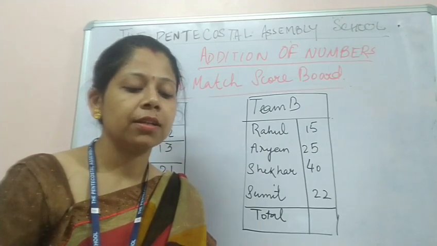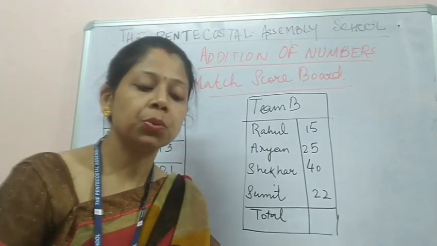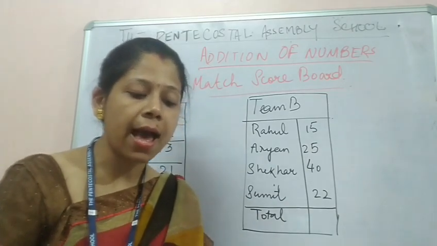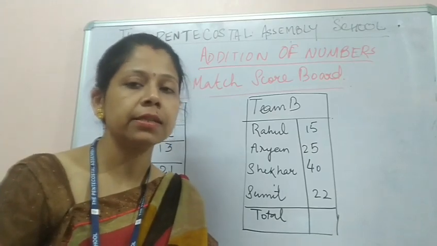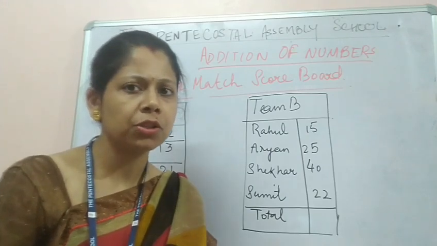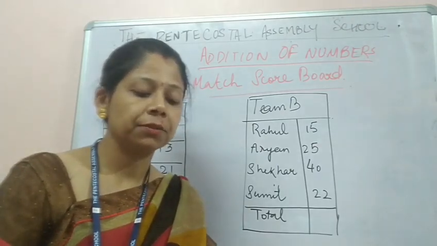Okay, the next question is: write a 2-digit number where 9 is in the ones place and the face value of the number in the tens place is 2. Very simple. So is your answer 29? Okay, good. Now the third question.